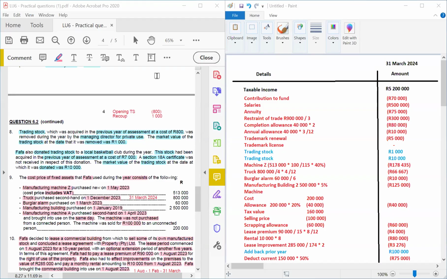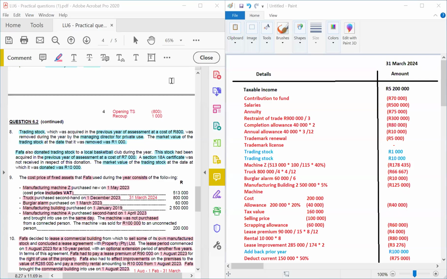Yes. I've been trying to raise my hand, but unfortunately I could not. I just want to find out about this trading stock of 800 and 1,000. Why is the managing director not paying for this cost? I mean, the company is just giving it to him, or how? What is happening here? I don't know why the managing director is not paying, but the company just gave it to the managing director.